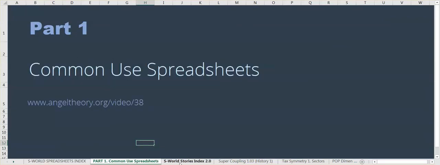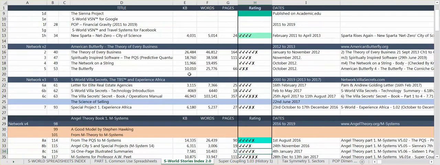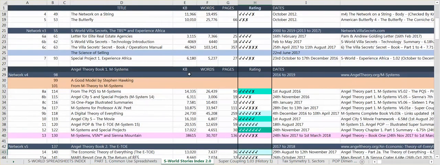Part 1, Common Use Spreadsheets. Okay, this is the index to S-World Stories, our Super Economics Book 1, I suppose. Each of these is its own story, and we can see how many bits it takes, how many words it is, how many pages it is, and then I've got this score ranking. It goes up to 10. The more ticks there are, the better it is. But the more crosses they are, the rougher it is. So if we go here and see 1, 2, 3, 4, 5, 6, 7, 8 ticks, that's a good one. M Systems Special Projects, it's a real good one.